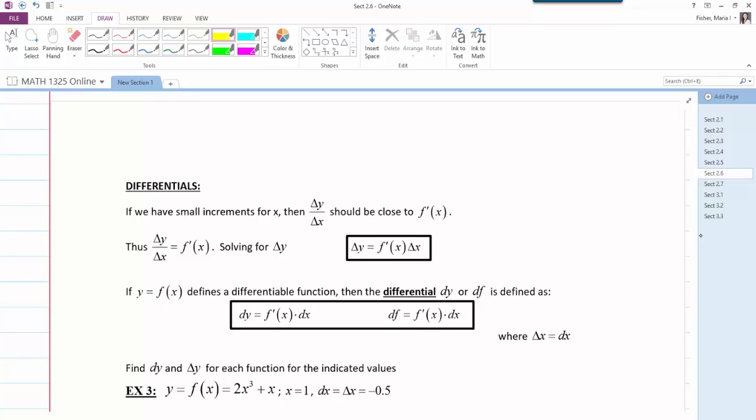We start this off by showing the increments and then talking about differentials. So if we have small increments of x, so if the movement we have away from x is pretty small, then delta y over delta x should be pretty close to what the derivative is. So delta y over delta x should be really close to the derivative. Okay, let's talk about what this represents real quick before we move on. Now we know that f prime of x, this thing over here, represents the slope of the tangent line. And we know that delta y over delta x also represents the slope.